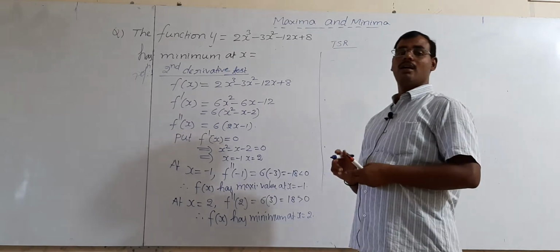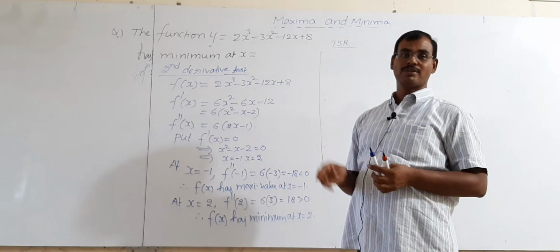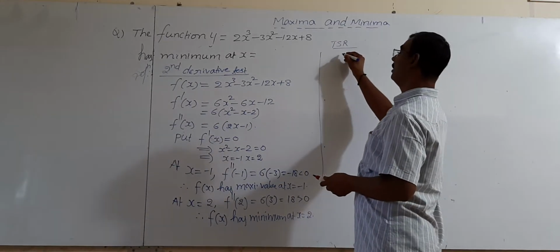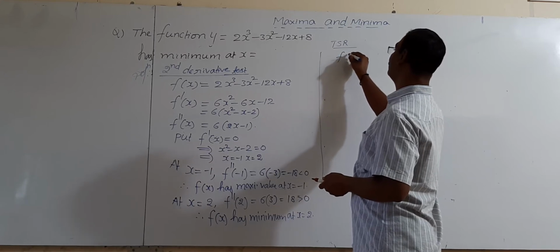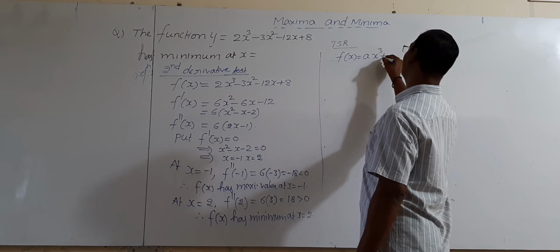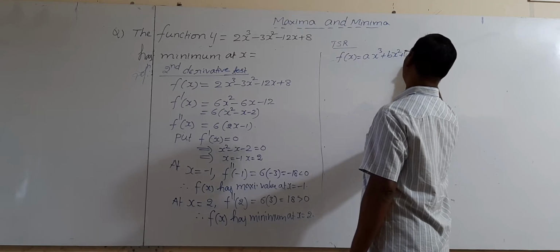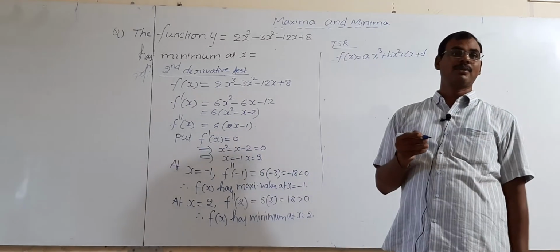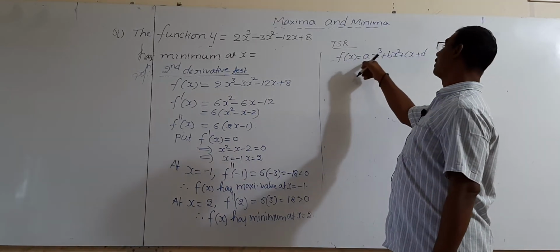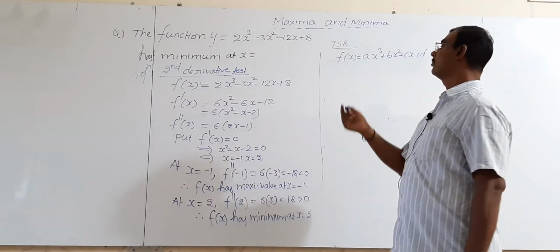Whenever you see the quadratic form, we have two types. Whenever you see the cubic equation form, how to find the maximum value and minimum value? So let us take f of x is equal to ax cube plus bx square plus cx plus d. Is it a cubic function? Yes, it is a cubic polynomial: ax cube plus bx square plus cx plus d.